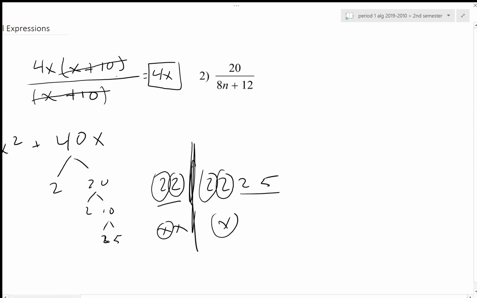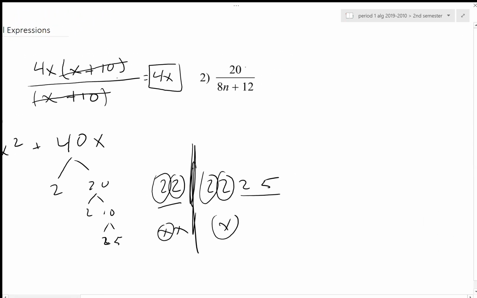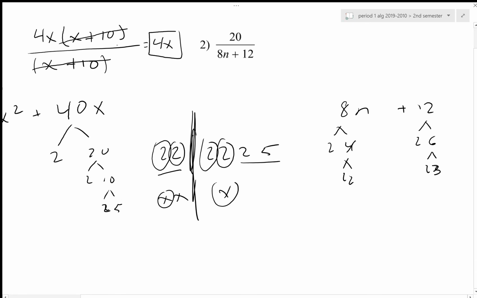Alright, let's go to number 2. Now if you notice here, 20 I can't do anything with. But over here, I have 8n plus 12. So again, if I break it down, 2 times 4, 2 times 2, break this down, 2 times 6, 2 times 3. So I have 2, 2, 2, and I have 2, 2, 3. Okay, this has an n, this doesn't. So what do they have in common? A 2 and another 2.